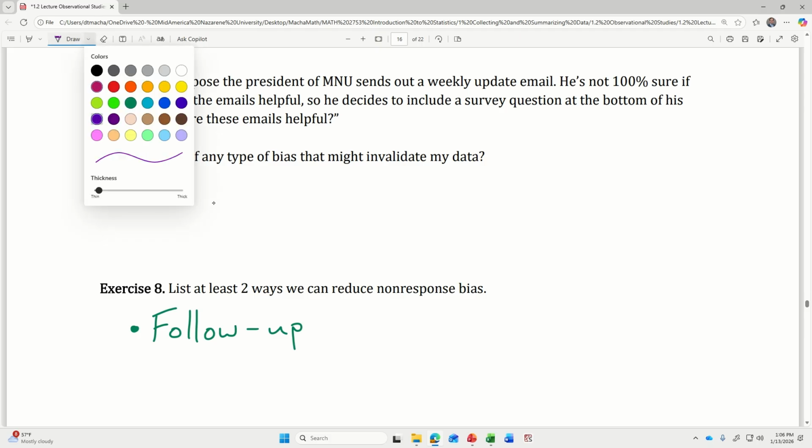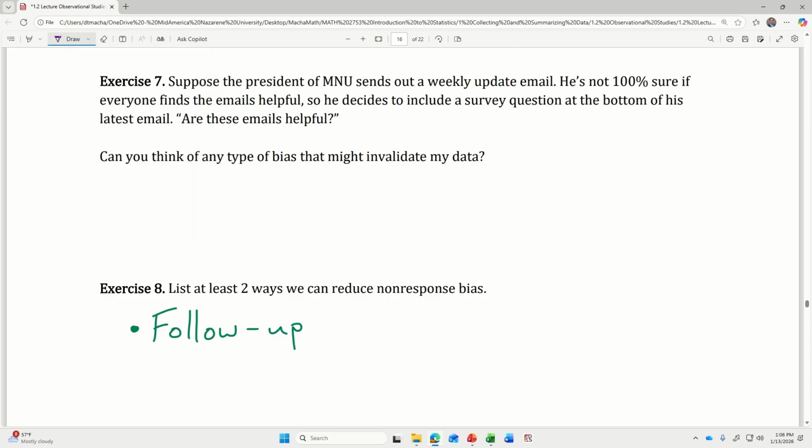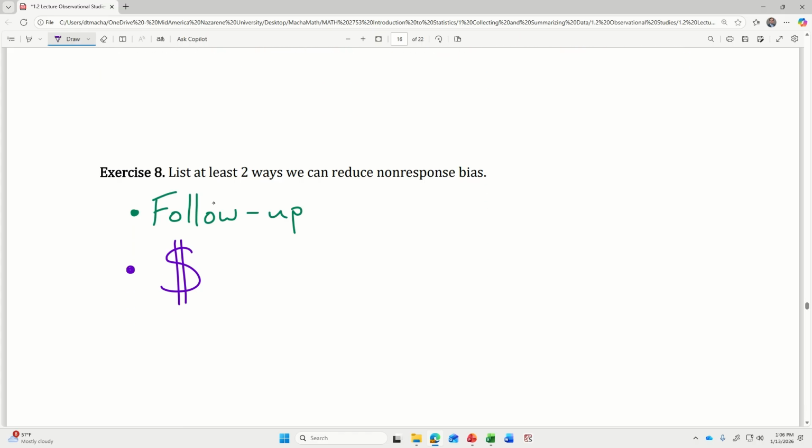And there's one more way I'm thinking of. What's another way I can reduce non-response bias, Jocelyn? That's all right. I can pay people to take my survey. This is something that's actually done. You can offer somebody money and say, hey, I know the survey is going to take a few minutes of your time. I'll give you $10 to fill it out.